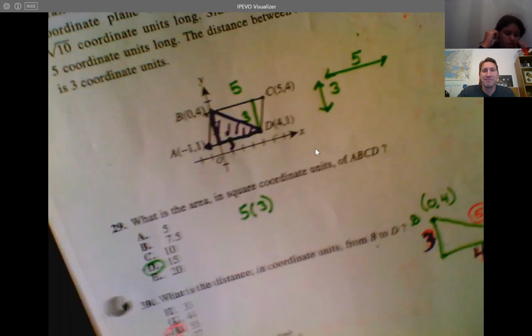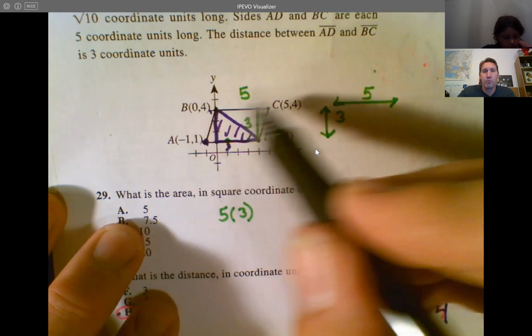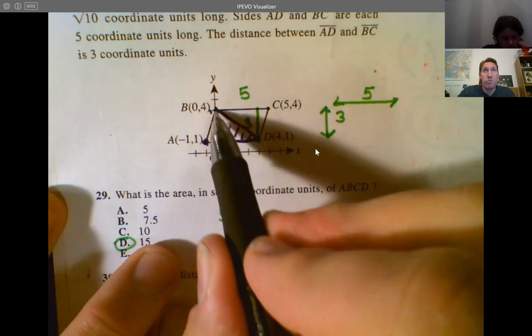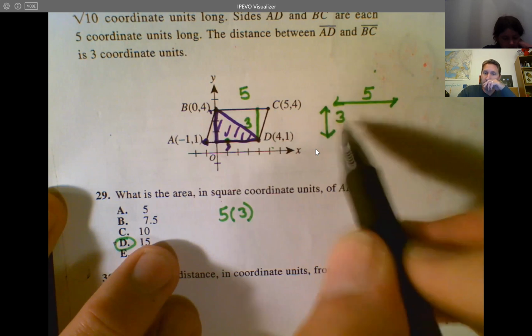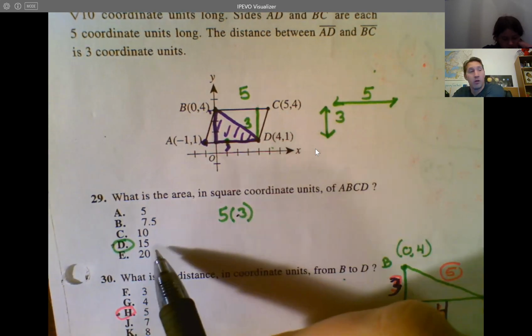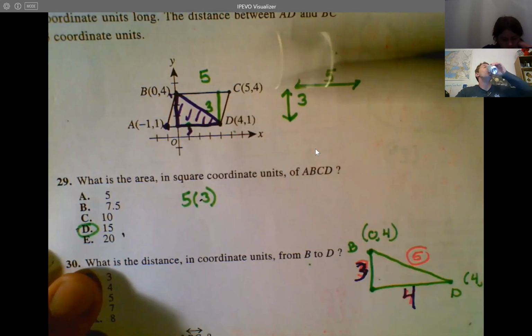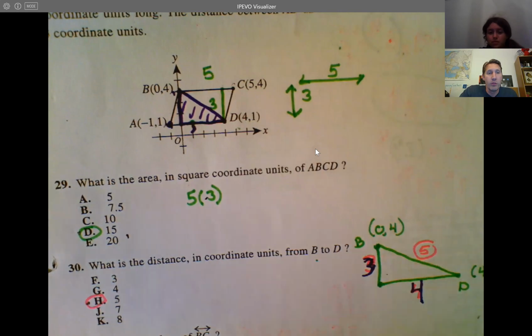Okay, let's look at this. Let's go through number 29 first. It says, what is the area in square units of ABCD? So ABCD, this is a parallelogram. How do you find the area of a parallelogram? Base times height. The length is 5. The height is 3. What's 5 times 3? 15. Some people don't remember a parallelogram's area is just base times height. It's just a rectangle that's been kind of pushed over a little bit.